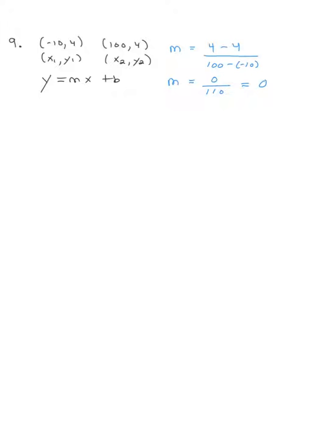But just to check it out, I'm going to go through the process of taking my equation, putting 0 in place of the slope, and then using one of my points to solve for b. If I use this point, I put 4 in place of y and negative 10 in place of x, and I simplify this to b is equal to 4. Therefore, my equation is 0x plus 4, but really this just simplifies to y is equal to 4.